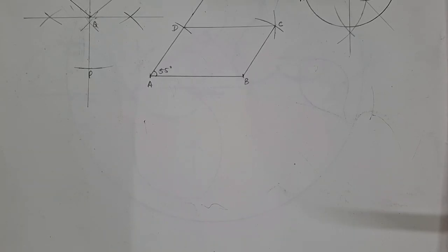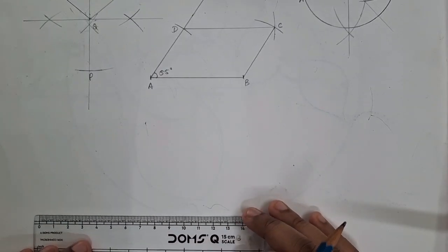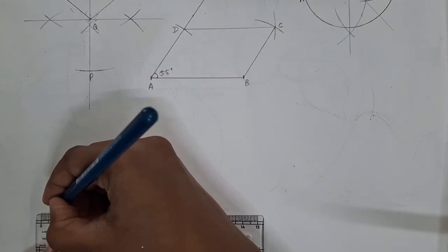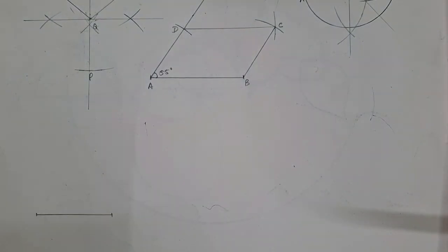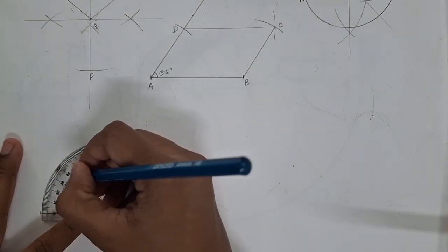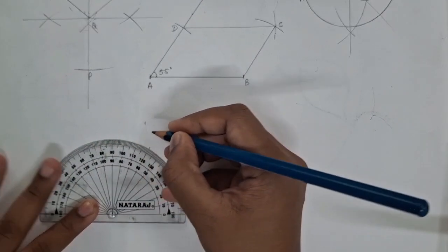So let's first draw the kite. They have given the sides as 5 and 3 centimeter. So first I will take a base of 5 centimeter. They have said that two unequal sides are 5 and 3, and the angle between them is 120 degree. So I will take an angle of 120 degree. 120 degree is going to be an obtuse angle.